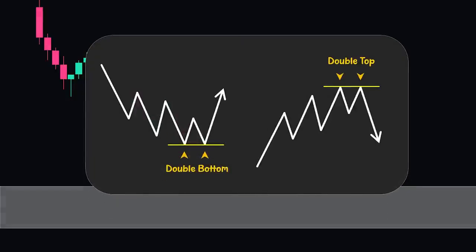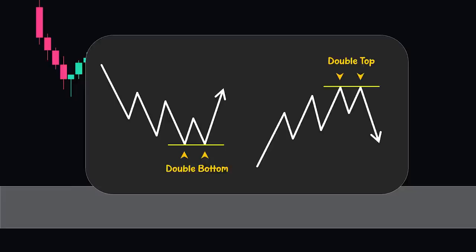On the lower time frame, the confirmation we are looking for is the formation of a double bottom rejection pattern. Double bottoms and double tops are powerful reversal patterns. When a double bottom forms at a key demand level, it signals a potential bullish reversal. Likewise, when a double top forms at a key supply level, it signals a potential bearish reversal.